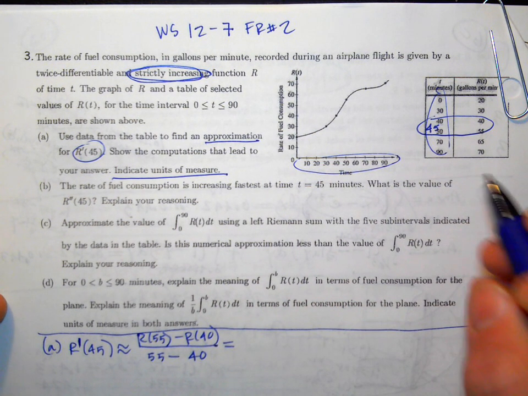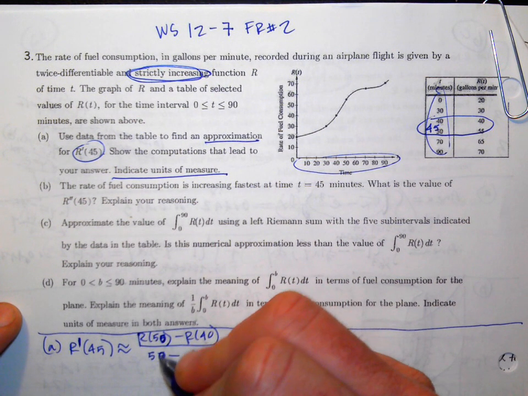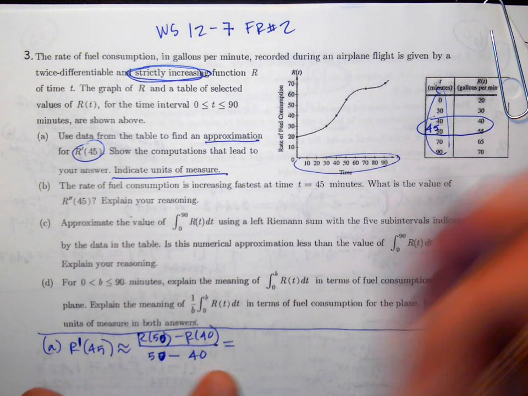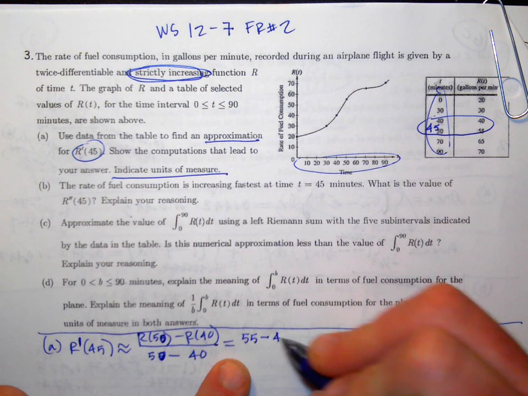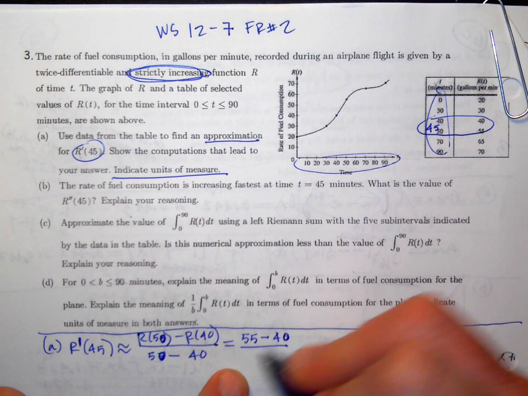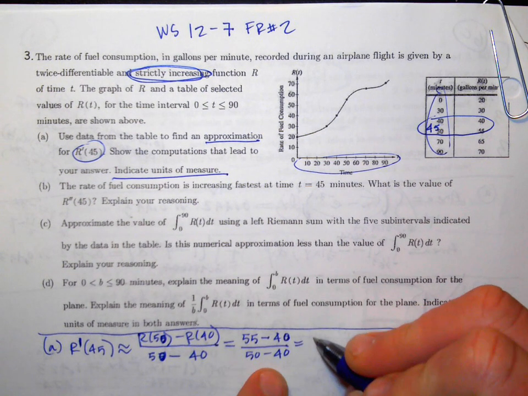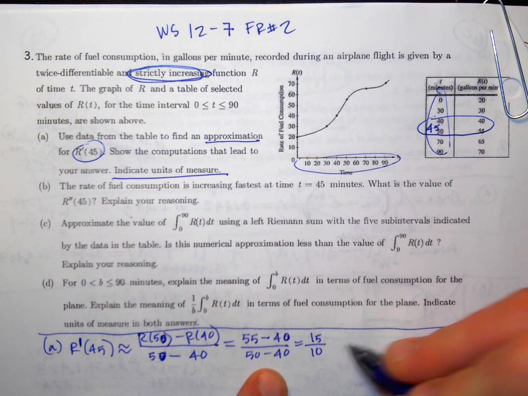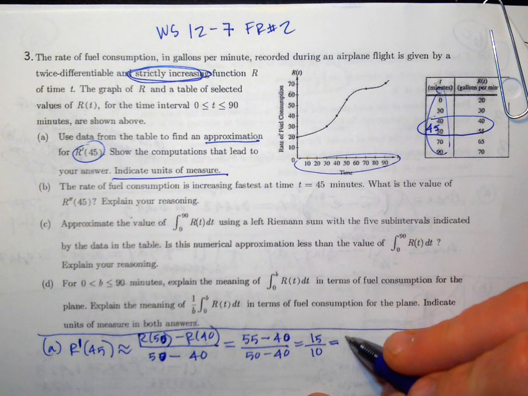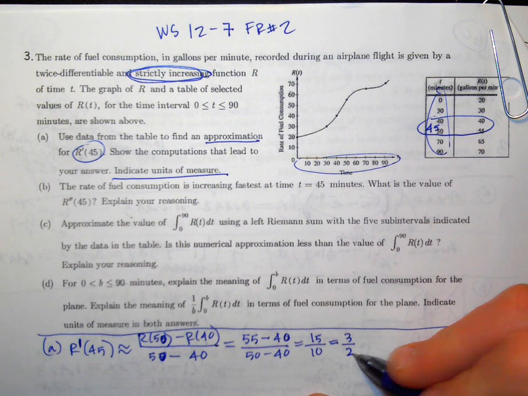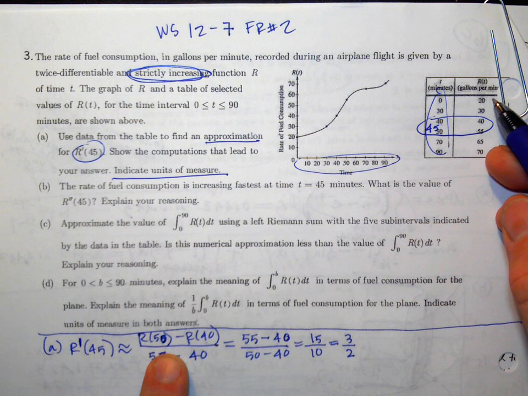Now, the rest of it, I messed up: it should be 50 minus 40. So plug the times in. The R values are for 50 and 40. Show the work, label it, show the setup. Be careful. You could leave it unreduced if you want, like 15 over 10, or you could take a 5 out of the top and bottom. Just be careful. Now, the units are going to be whatever R is, and if you look at this, it's gallons per minute.